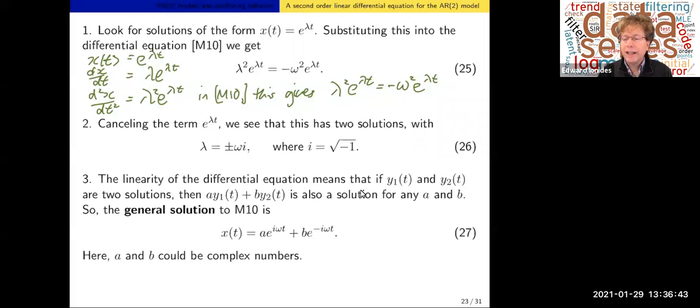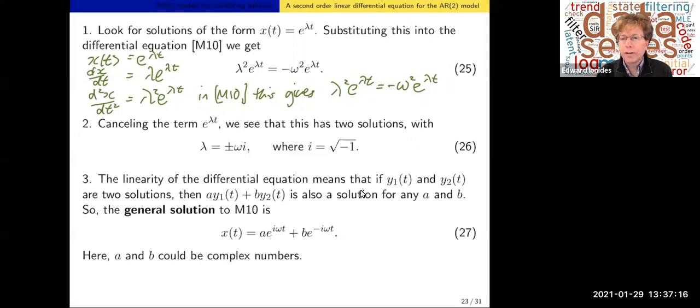X of t is e to the I omega t, and x of t is e to the minus I omega t. But this equation is linear, and that means that if I have two specific solutions, y1 and y2, then a y1 plus b y2 is going to also be a solution. Now, it's a second order differential equation, so we expect to have two unknowns.